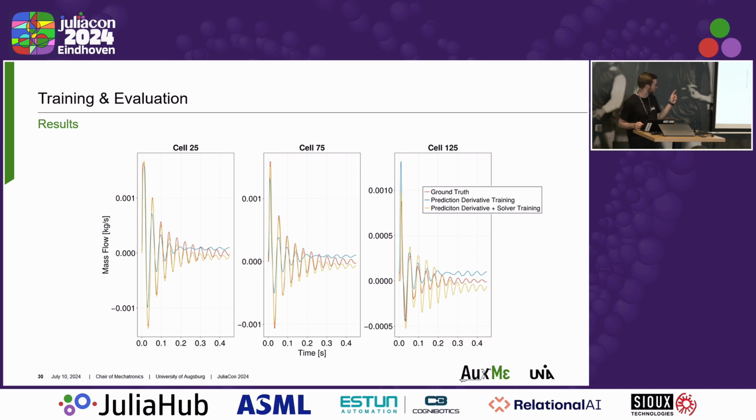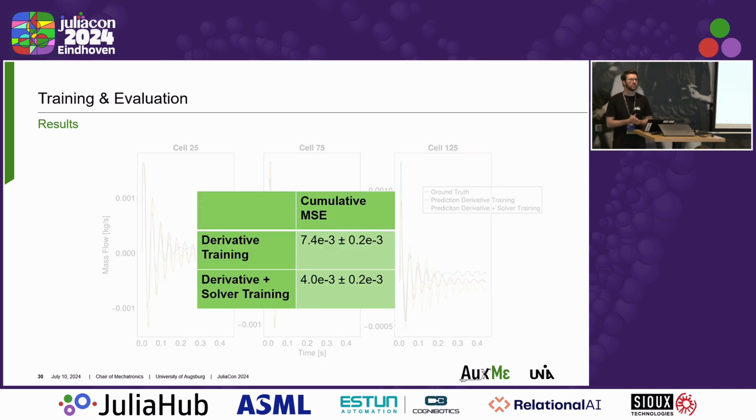But here it's on the other side, so one cell further down the line, the mass flow is better in the first two bumps, but gets a bit worse afterwards. But it also has a pretty good approximation or extrapolation of the trajectory that it didn't see.